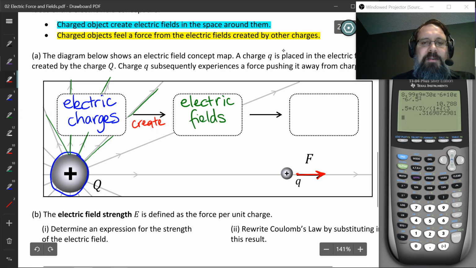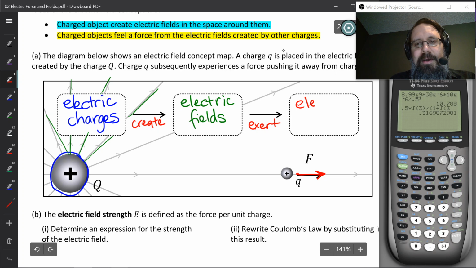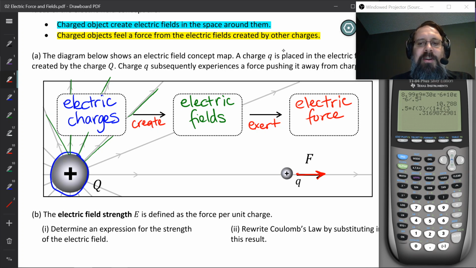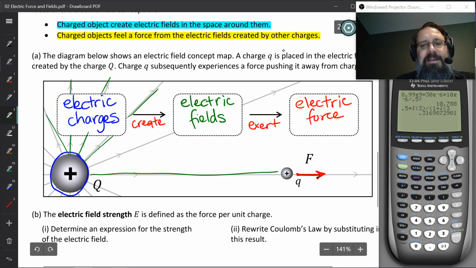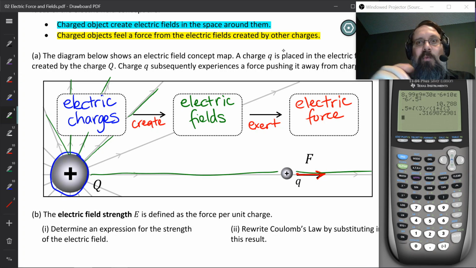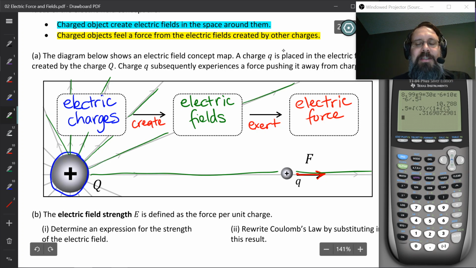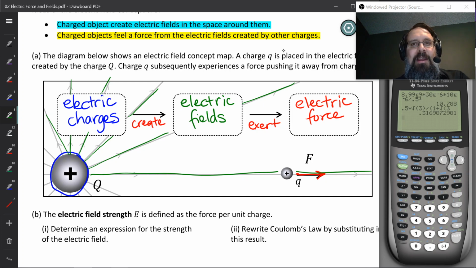And then what do electric fields do? Well, electric fields exert force on other charges that are in the field. So how does this charge know to feel a force? Well, because the electric field is telling it. The electric field is over here, and that charge is interacting with the electric field. And so that's how it knows where to go. It knows to get pushed away from the positive charge because the field is telling it where to go.